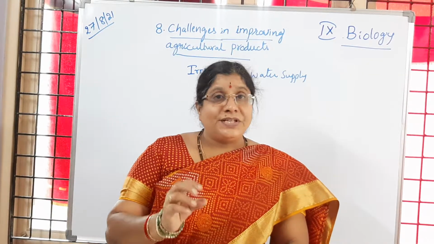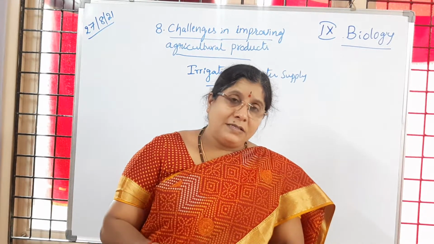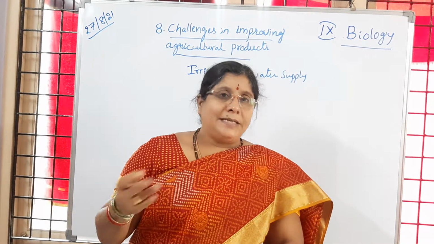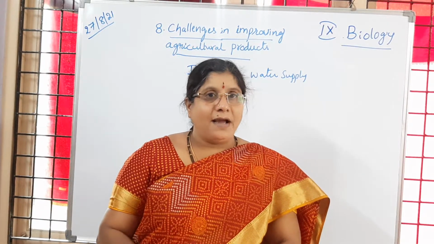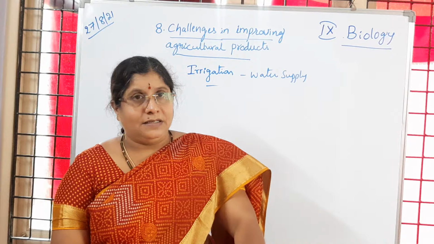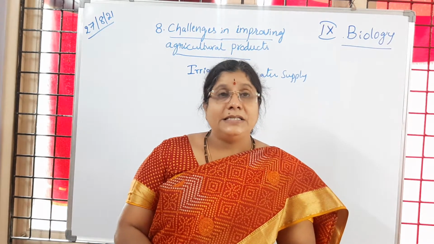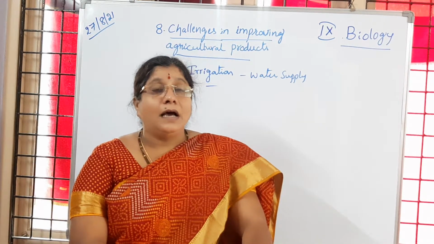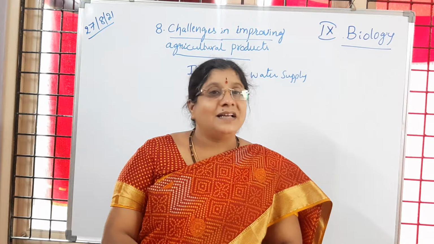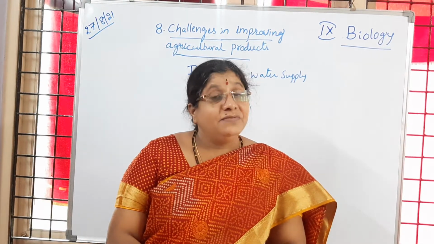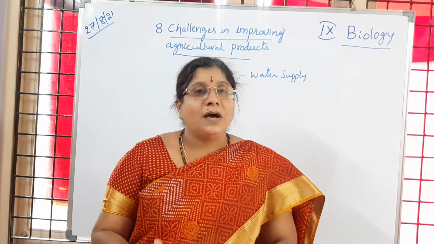Then we have to grow same number of plants, equal area, same type of crop we are growing. Apart from that, same area of land we are using. Is it clear to you? Manure is also same, but one field is supplied with required amount of water, and other field is not supplied with water. Okay, so then we have to observe the growth of the crop.